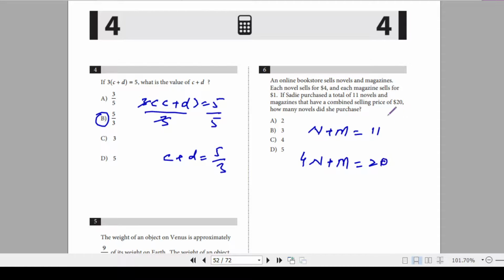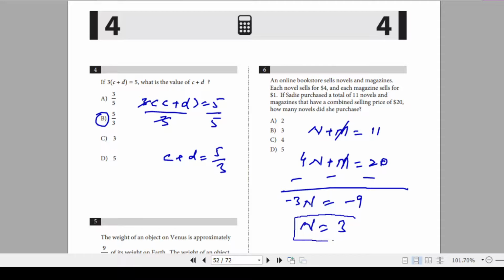So you need to find the value of novels, n. You can solve these equations using the elimination method like this. Because m and m are both positive, you can use negative signs. So m and m are cancelled, n minus 4n is minus 3n, and this is minus 9. So you divide by negative 3 on both sides, and that will give you n is equal to 3. So Sadie purchased 3 novels. So B is your answer.